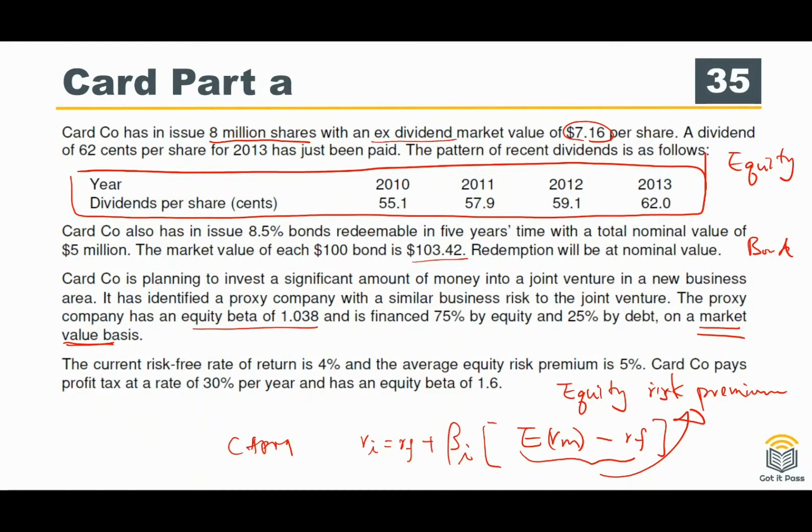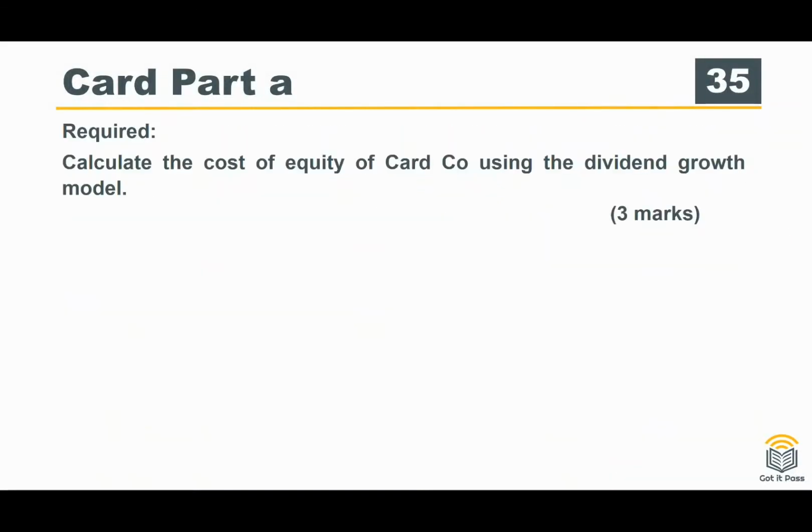So the information is given to you, and the first part, part A, requires you to calculate the cost of equity for this company using the dividend growth model. Only 3 marks, so you are expected to spend less than 6 minutes to complete this question. So it should be fast.